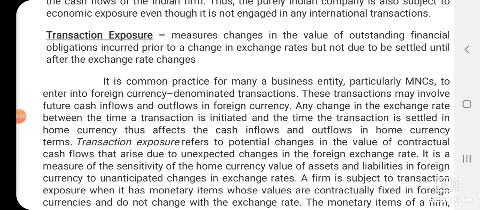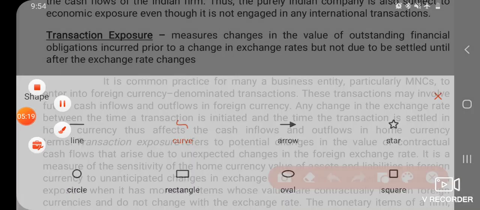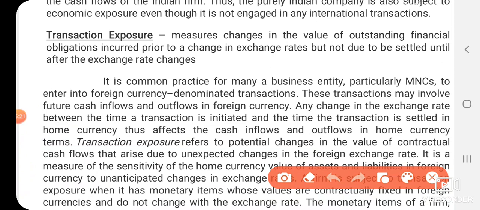This risk, exchange rate fluctuations, will change the value of the contract before it is settled, not after settlement. Before settlement, its value changes. It means exchange rate fluctuations change the value of the contract. Transaction exposure is nothing but the potential changes in the value of the contractual cash flows.